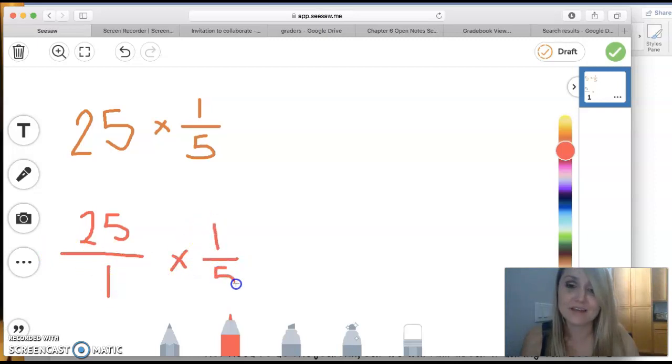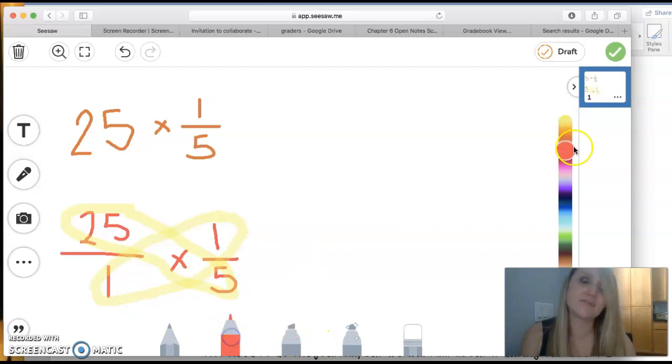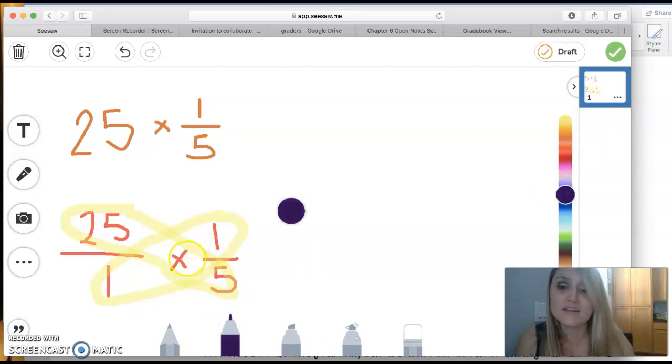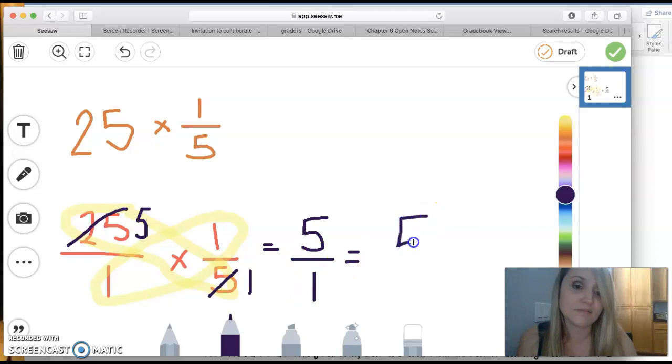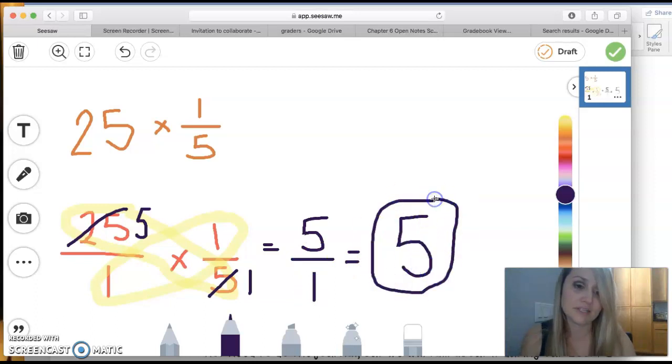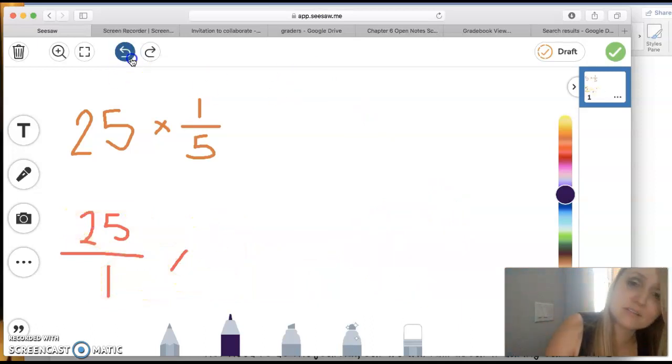times 1/5. Okay? So again, you can look at these two numbers and see it actually makes a multiplication sign and see if anything can be reduced. In here, 1 and 1, we can't reduce those, but 25 and 5, we can. 5 goes into both of them. So 5 divided by 5 is 1. 25 divided by 5 is 5. Okay? So we have 5 over 1 or 5. And that's our answer. Okay? And then I'll do one more with you and then I'll let you work out some of your problems.